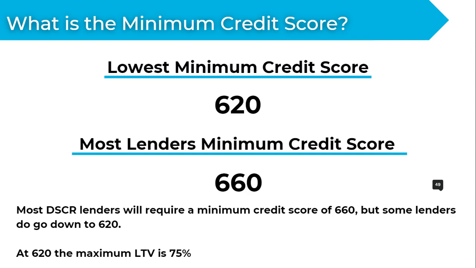Now, the minimum credit score for DSCR loans is 620. However, most lenders that I work with have a minimum credit score of 660. So if you want to be able to get better rates and terms, you're going to want at least a 660 or higher. Now, at 620, the maximum LTV, or loan to value, is going to be 75%. So that just means if you're purchasing a property at 100,000, the maximum loan would be 75,000, so 25,000 down. If you're purchasing a property for 200,000, then the maximum loan is going to be 150,000.